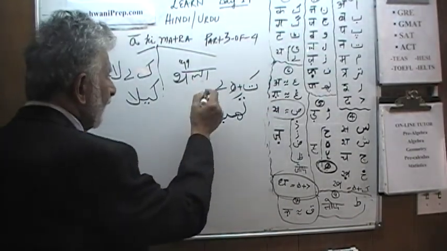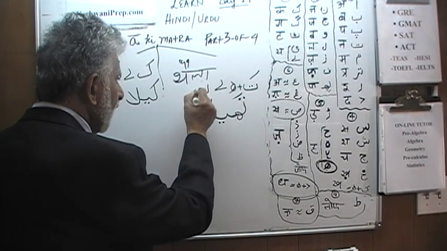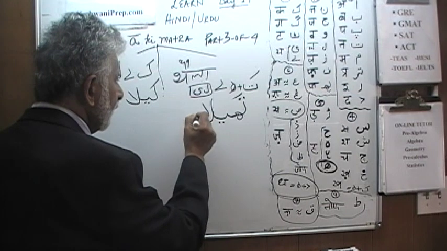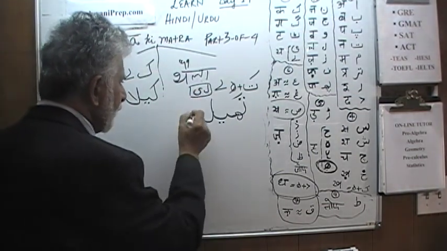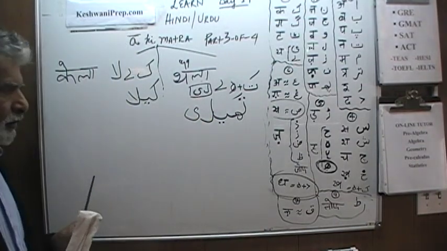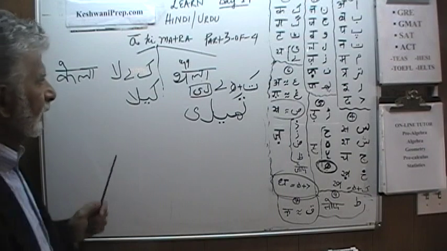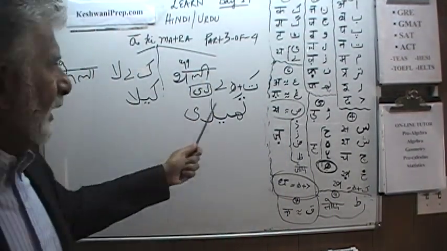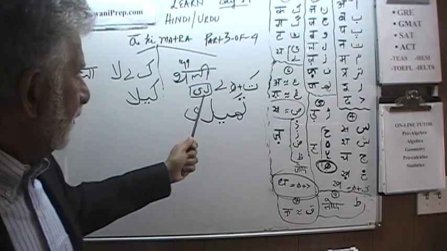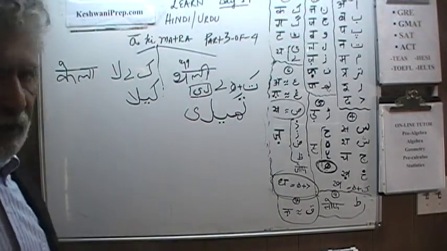Instead of a lam and alif, it's going to take lam and choti ye. The lam has to join the choti ye. We'll do that in a second. And it becomes Theli. So this particular one has a badi a ki matra and badi e ki matra. Theli. Let's put them together.